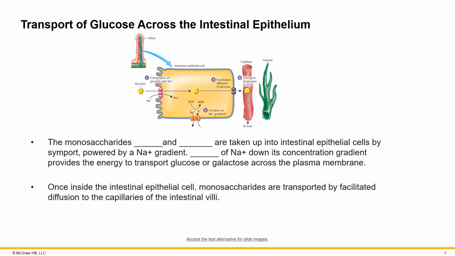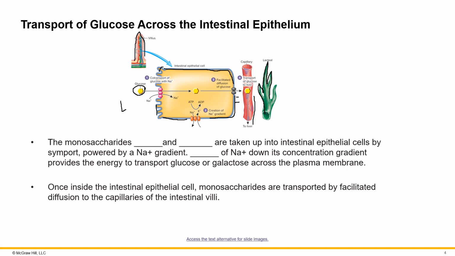What you're seeing here is an individual microvilliated simple columnar cell that lines the lumen of the small intestine. This is where the lumen is. Here you're seeing your microvilli. This is the interstitial space. You have your blood capillary here, which is right here in the villus. And right next to that is your lacteal, which is a microscopic lymphatic tubule.